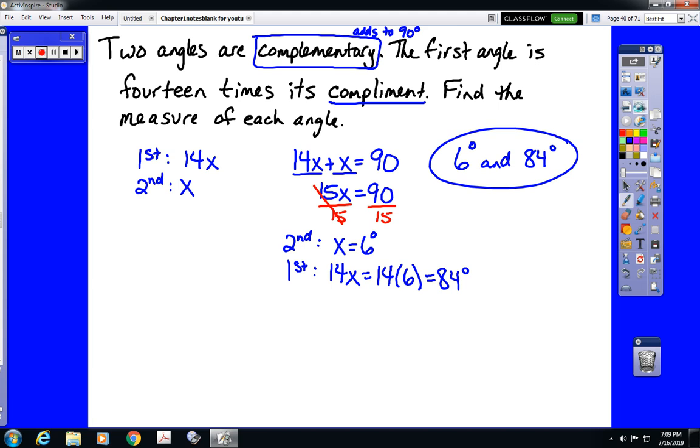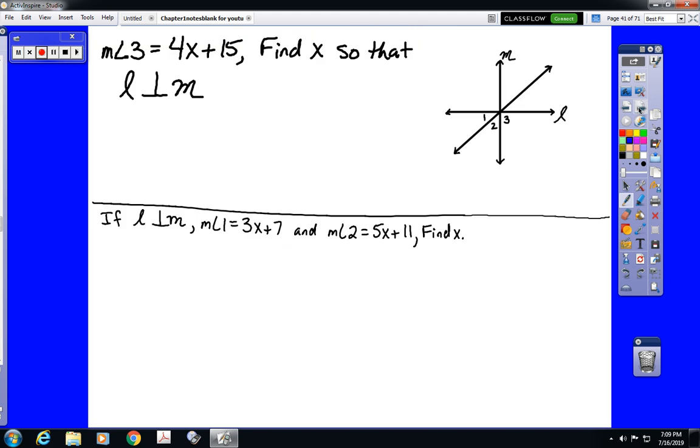All right, finally, we have our examples for perpendicular angles. What they're going to do is give you a picture. In this case, we have the picture on the right there. It shows lines M and L and a third unnamed line. And those form three angles numbered 1, 2, and 3. The first part of the problem says, find x. If the measure of angle 3 is 4x plus 15, find x so that L is perpendicular to M.